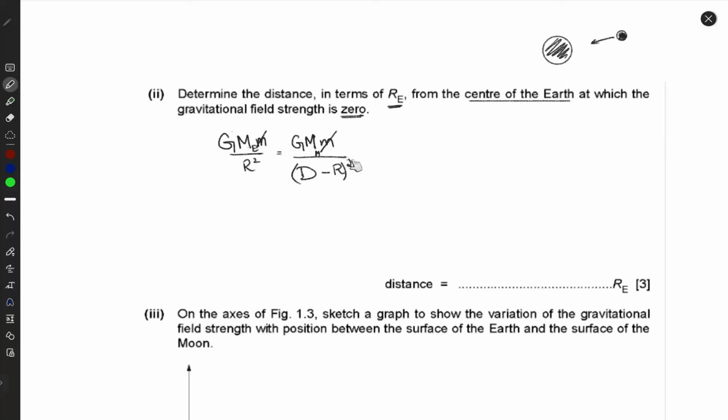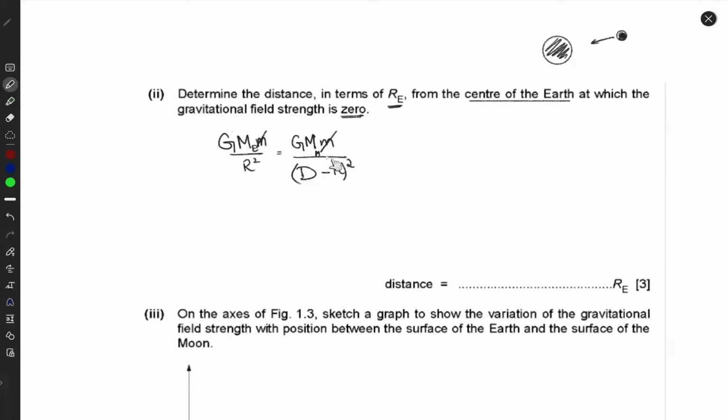What do you think? What would be the reason for using, when I wrote the expression for force for the Moon, why did I write it in terms of d minus r? Because that point is somewhere between these two planets. Yeah, exactly. Good, very good.